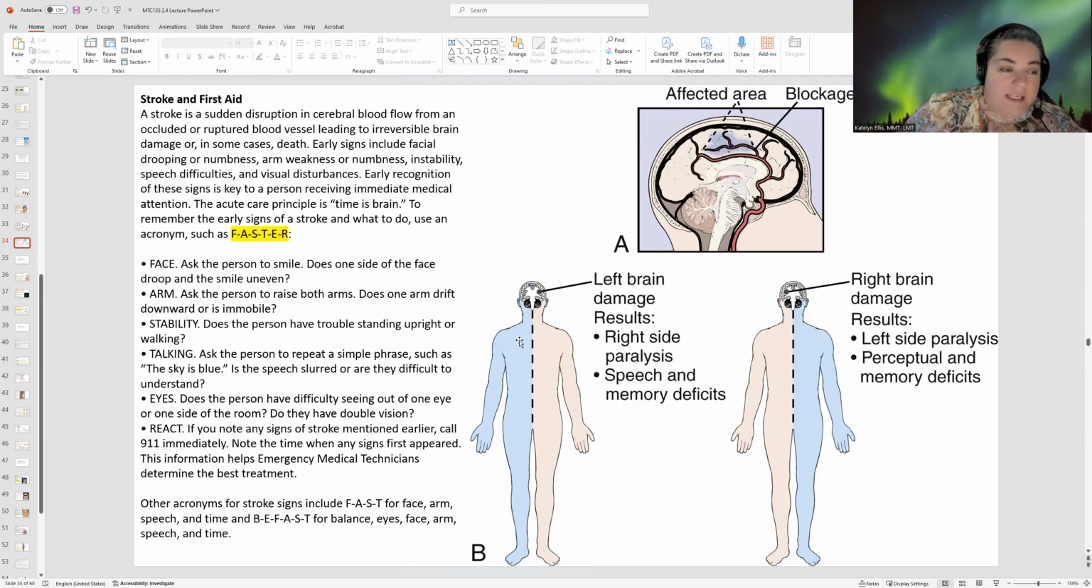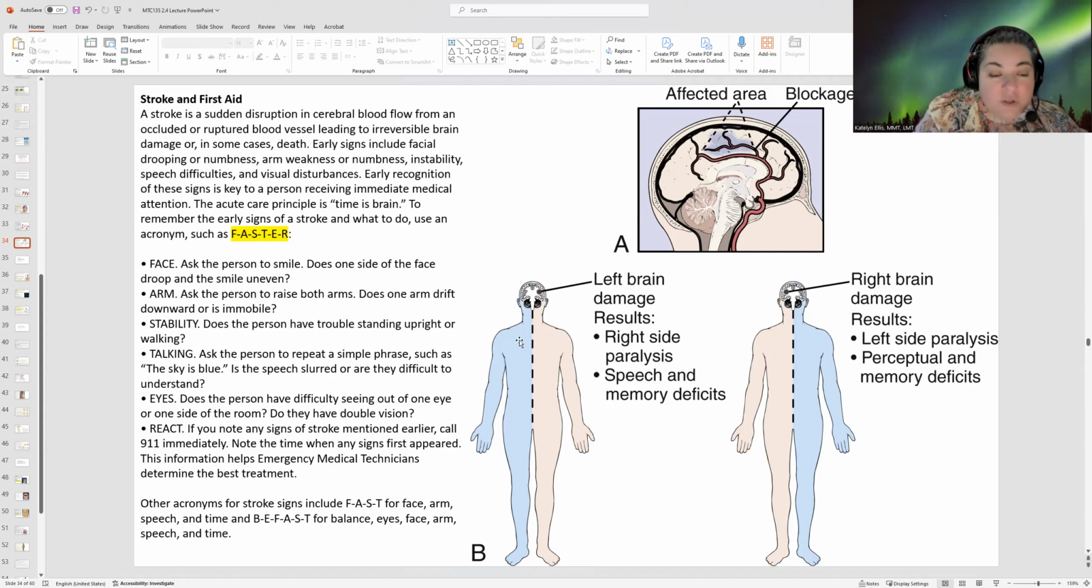I also have stroke and first aid. Please, please look at this, all right? The acronym FASTER: check out their face. Does one side of the face droop and smile unevenly? Can they raise both of their arms? Does one arm drift downward or is immobile? Stability, do they have trouble standing upright or walking? Talking, ask them to say a simple phrase, such as, the sky is blue.